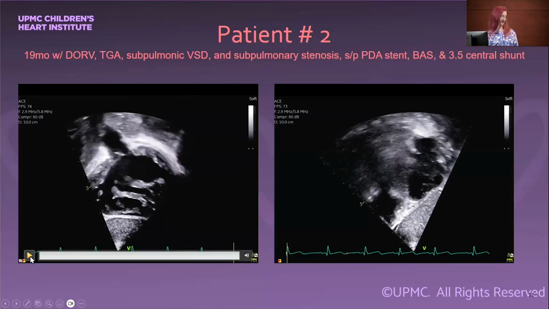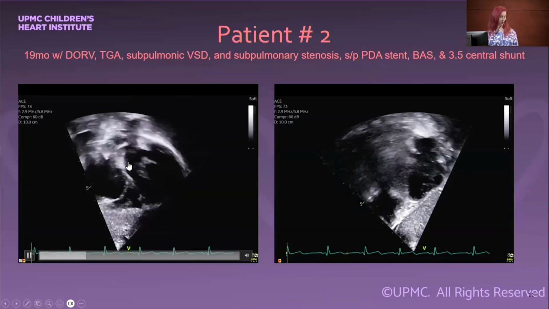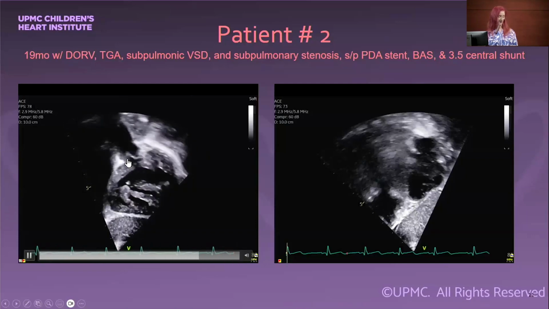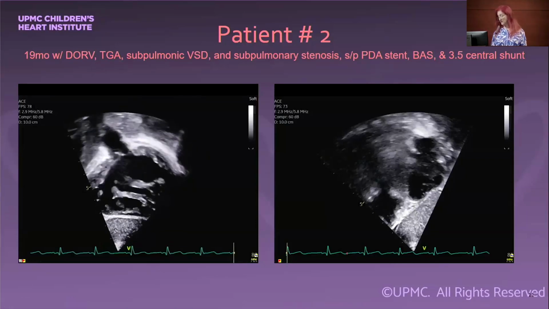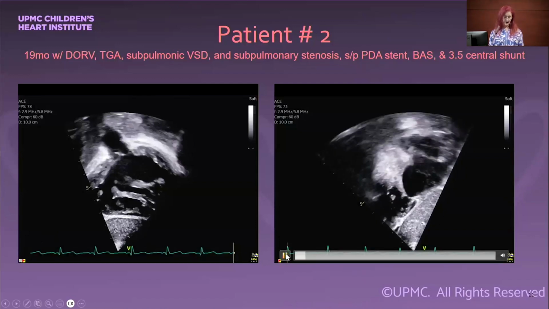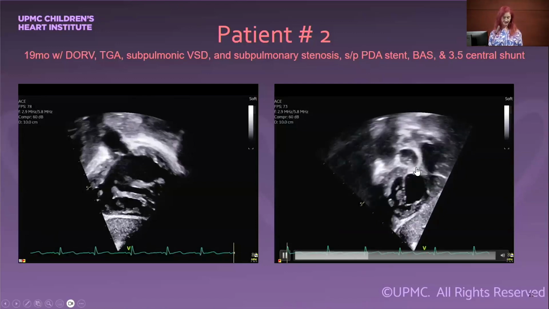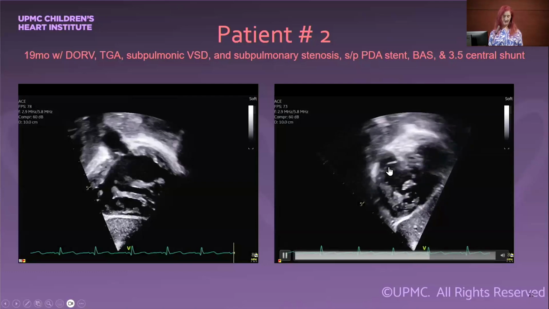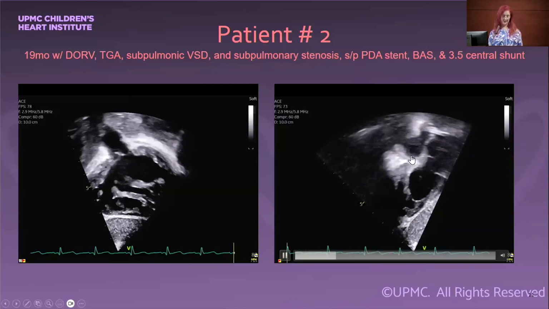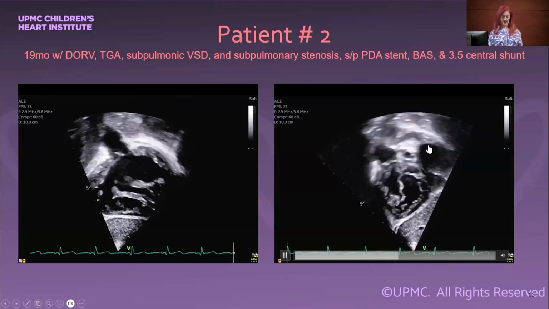And then the only other thing to think about is, in this case, when I put my cursor over the pulmonary valve, the aortic valve is pretty much straight anterior. So this is more of an anterior-posterior relationship than the other patient. Sweeping from right to left, you see the pulmonary valve and then the aortic valve.